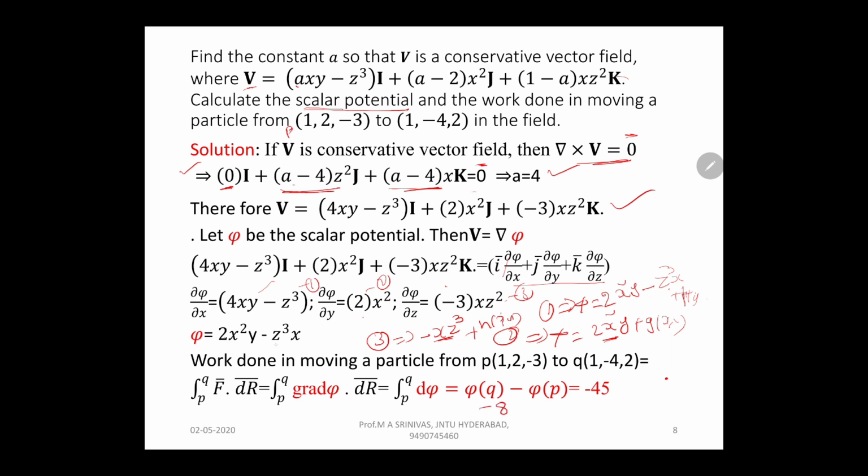And if I put 1, my 2 cube is 8. So this is another minus 8. This is phi of p, and minus the phi value at p. P is 1, 2, minus 3. Minus 3 whole cube is minus 27. So minus of minus is plus 27.